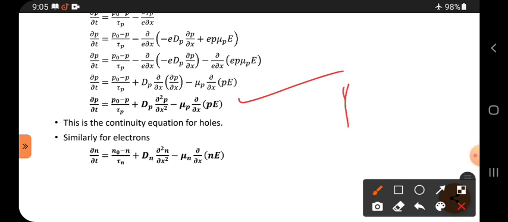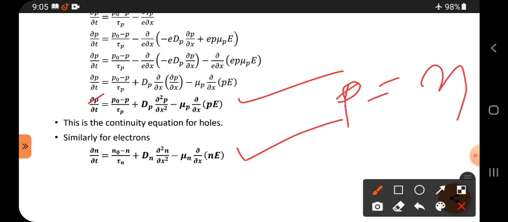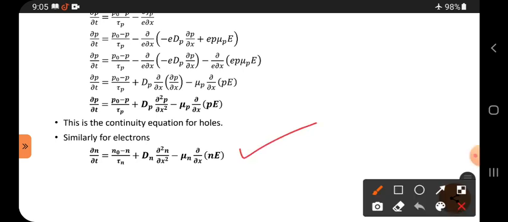Similarly, if in the place of p you substitute n, with the sign of the drift term negative, that is the continuity equation for electron. Dou n by dou t is equal to n naught minus n by tau n plus Dn dou square n by dou x square minus mu n dou by dou x of n E, and this is called the continuity equation for electron. The earlier one is the continuity equation for hole.